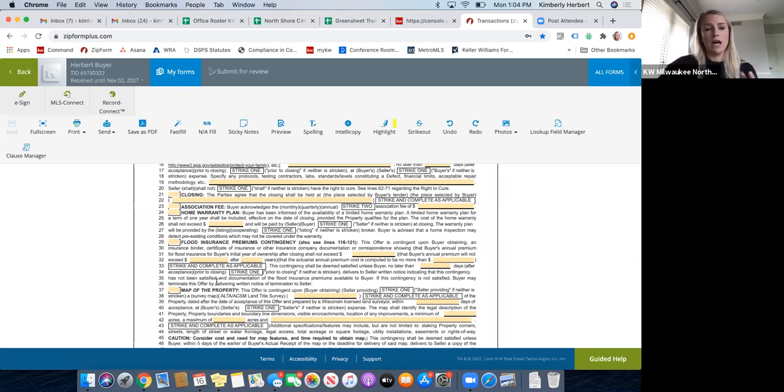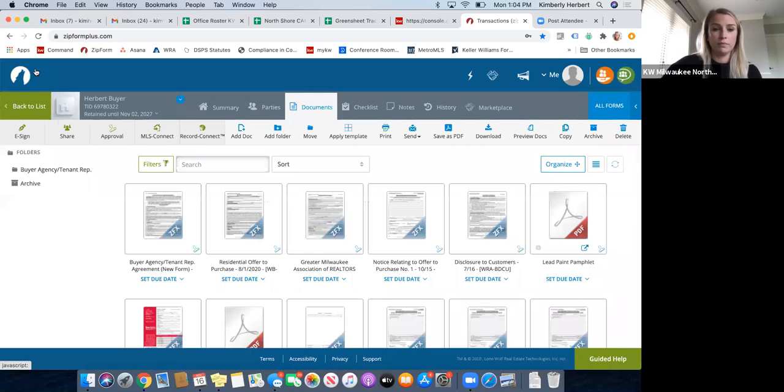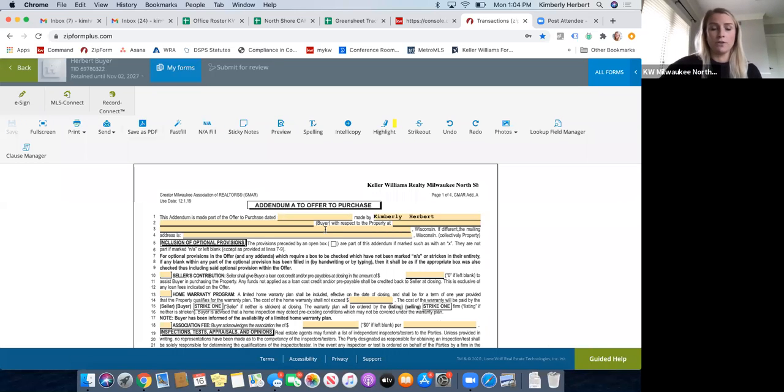So I'd say it's common practice in our area in southeastern Wisconsin to use GMAR Addendum A, and it's specifically created by our association. You'll find if you happen to do a deal like maybe in Sheboygan, kind of northern counties, or even further west, like towards Madison, you might see agents using the regular Addendum A. But for today's training, we're focusing on the GMAR, the Greater Milwaukee Association of Realtors Addendum A.